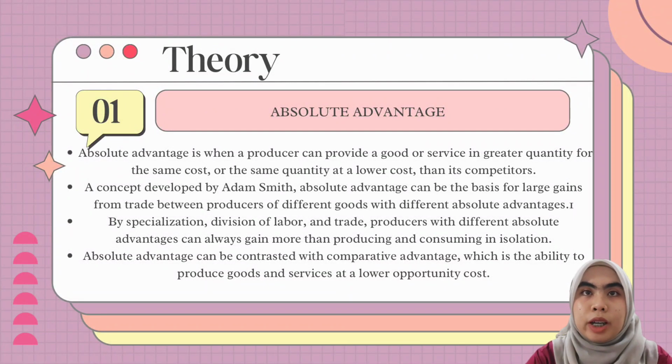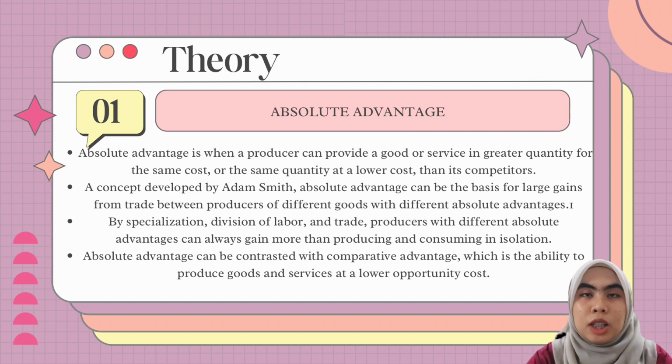Absolute advantage is when a producer can provide a good or service in greater quantity for the same cost, or at a lower cost than its competitor. A concept developed by Adam Smith, absolute advantage can be the basis for large-scale gains from trade between producers of different goods with different absolute advantages. By specialization, division of labor and trade, producers with different absolute advantages can always gain more than producers and consumers in isolation.